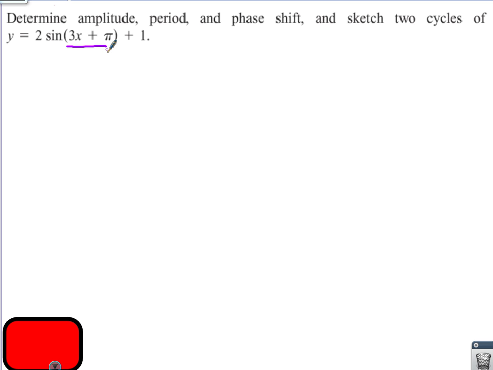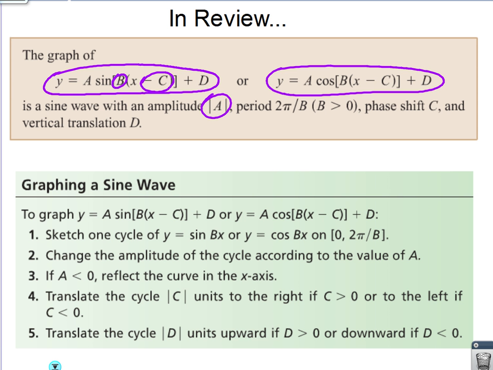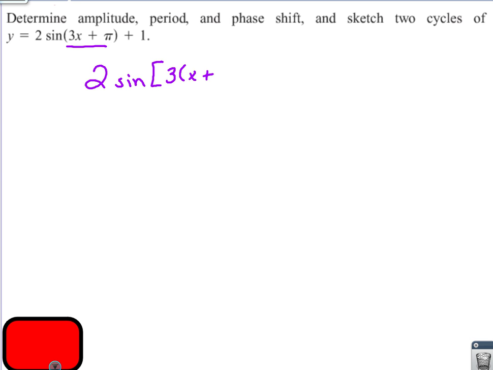Anytime a number's been multiplied by x, make sure that number's factored out completely. So instead of writing it like this, we need to write this first as 2 times the sine of, and I'm going to put it in brackets here, 3 times parentheses, x plus, I need to factor that number out. This form was b times parentheses stuff. So in order to get the correct transformations in that HSRV order, make sure you factor that number out first.